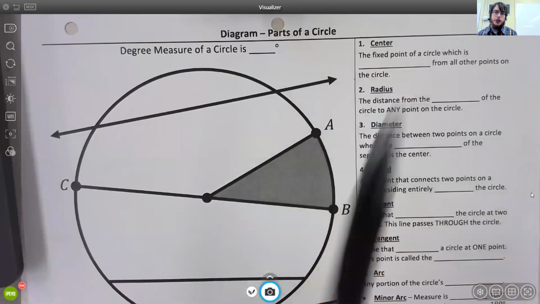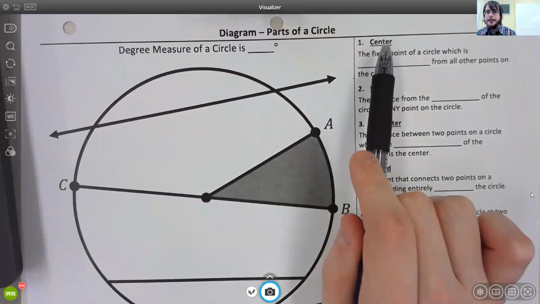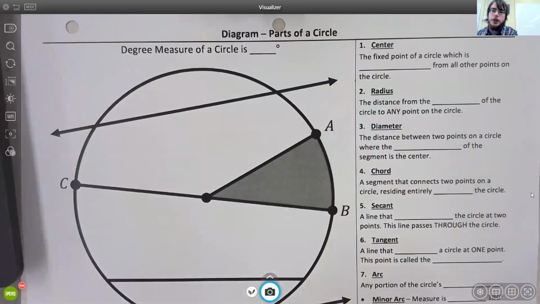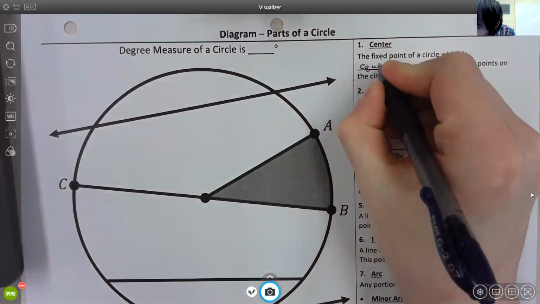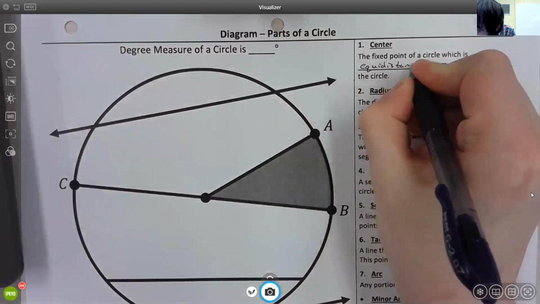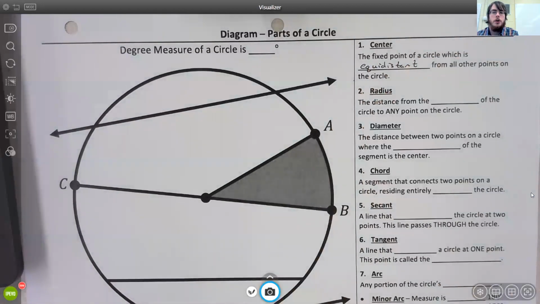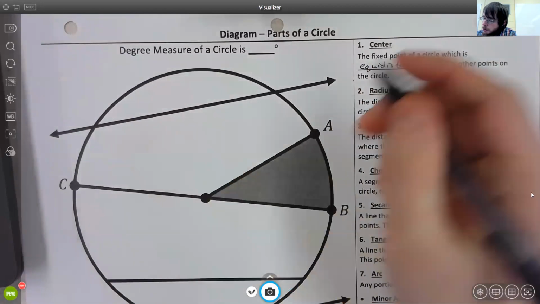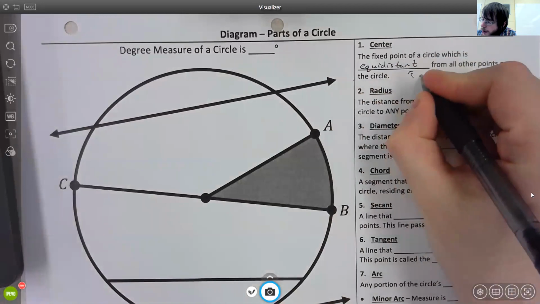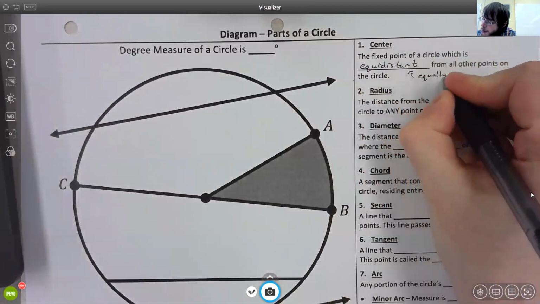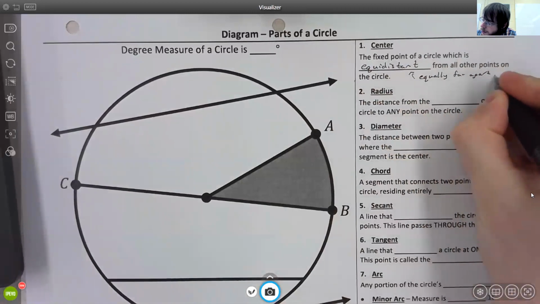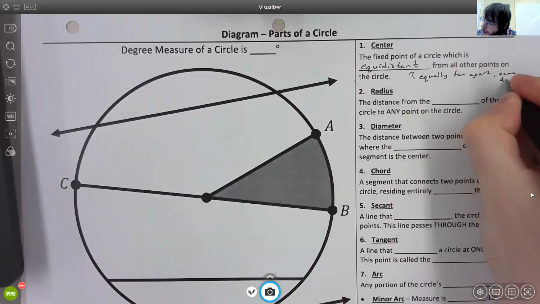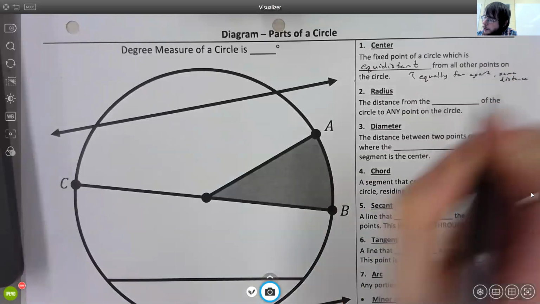Number one, the center. Okay, and remember that the center is the fixed point of a circle which is equidistant from all other points on the circle. Remember, equidistant just means that they're equally far apart, same distance, you get the point.